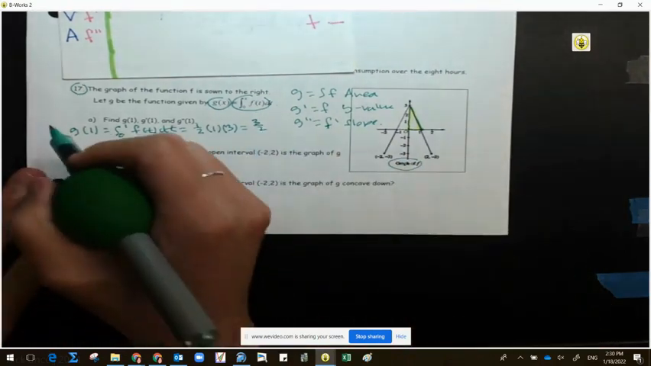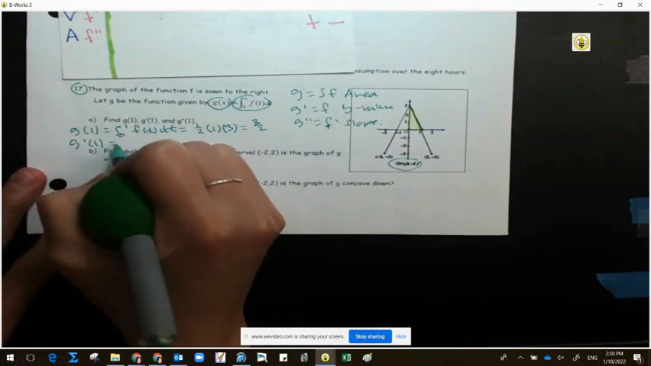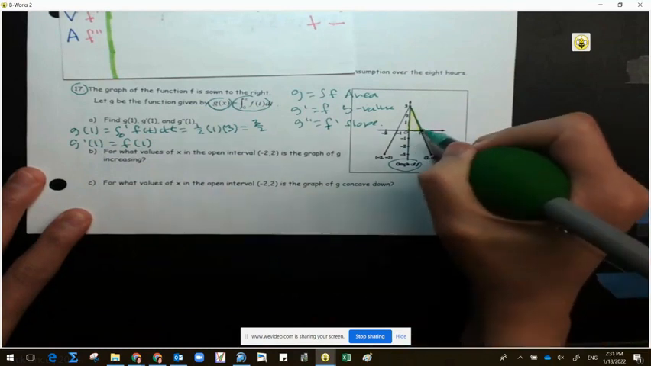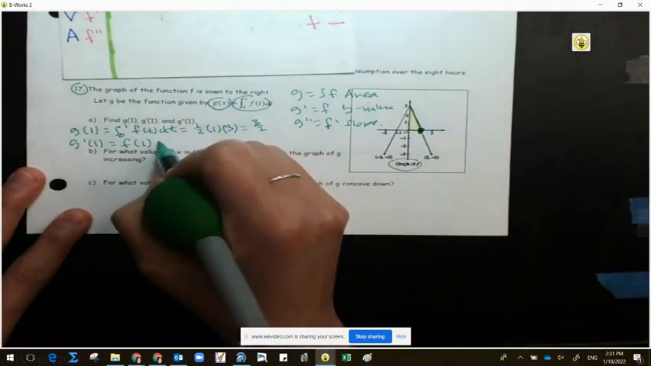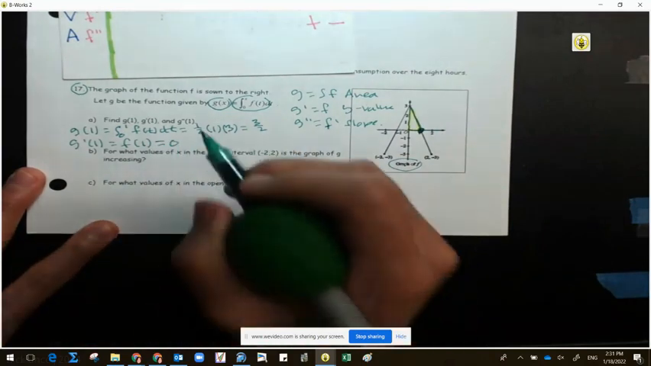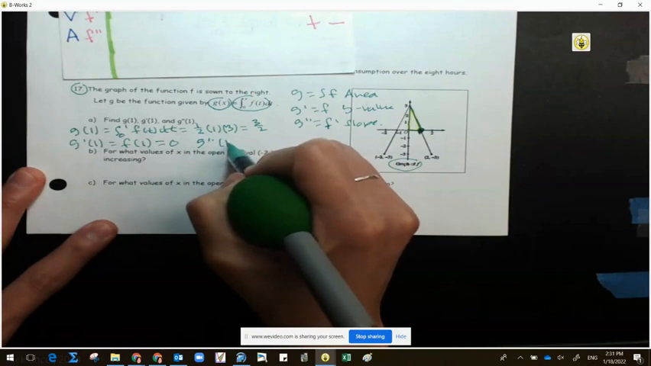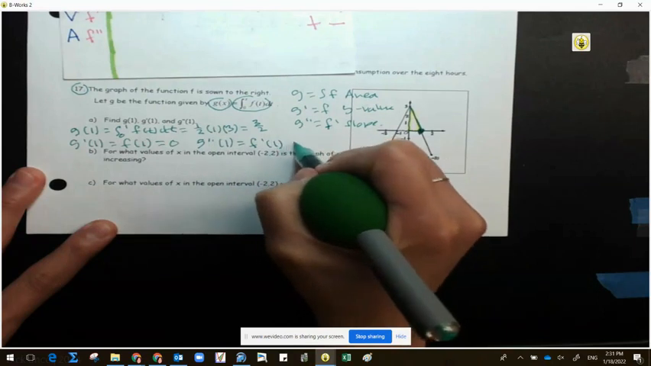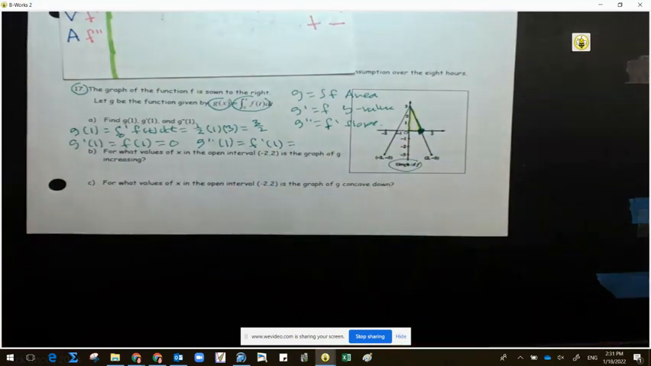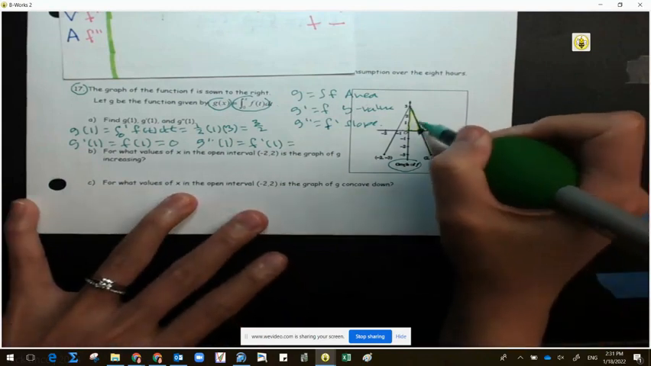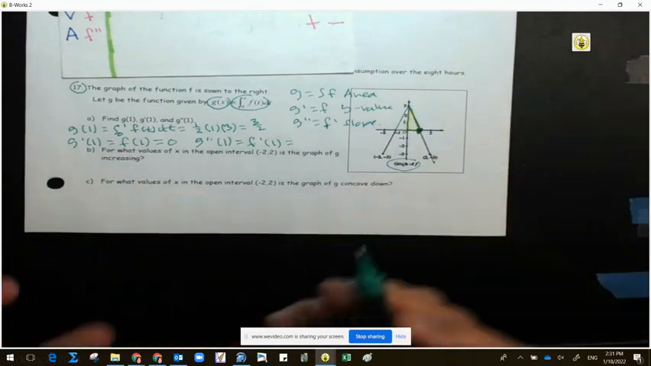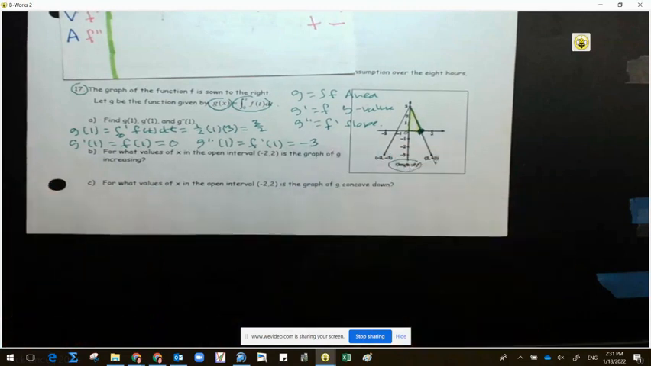And then it says find g prime of 1. So g prime of 1 is really in the end f of 1, meaning what is the y value when x equals 1? When x equals 1, what is our y value right here? 0. The third piece says, what is g double prime of 1? In the end, that asks what is f prime of 1, the derivative when x equals 1. So when x equals 1, what is our slope here? If you do rise over run, -3. So part A is done.